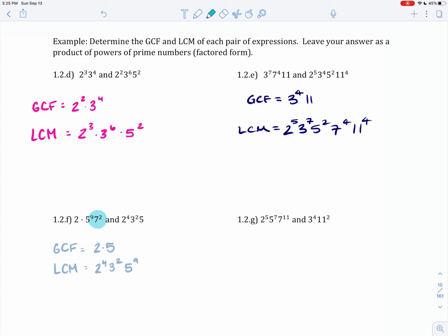And lastly, we're looking at 7's. This guy's got 2 7's. This guy's got no 7's. But all them 7's are welcome. So we're going to include them in our LCM. All are welcome in this place.